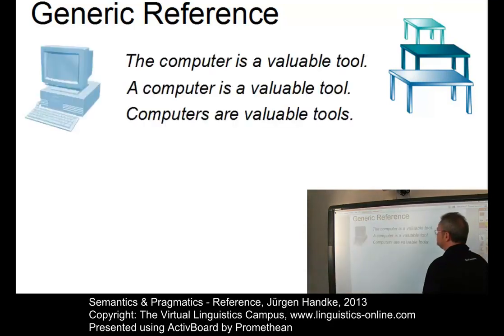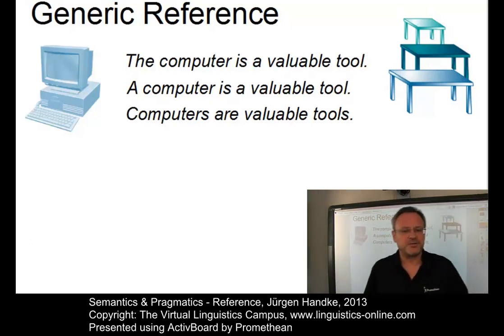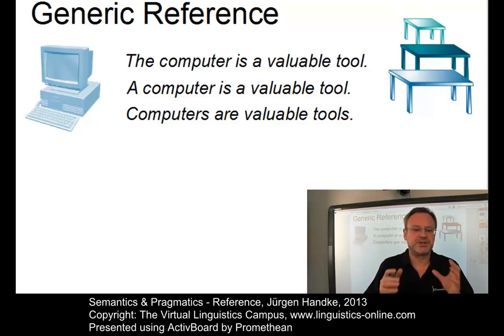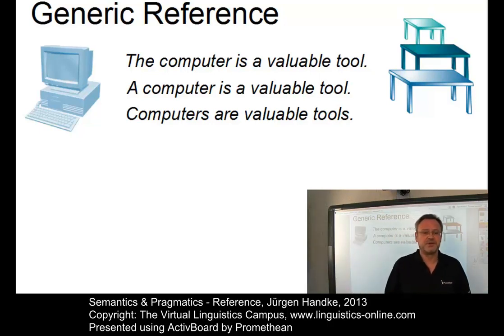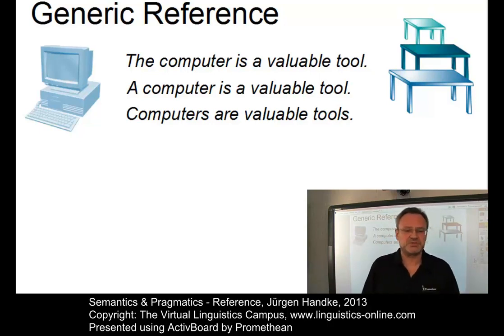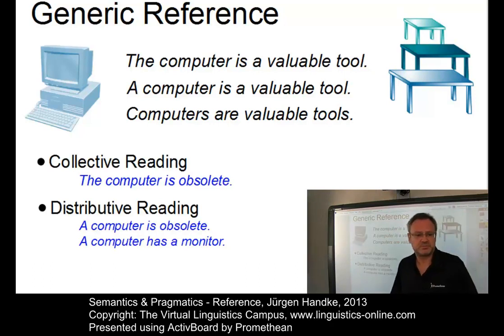Here is an example. Now, all three sentences, the computer is a valuable tool, a computer is a valuable tool, and computers are valuable tools, all three sentences have readings which involve generic reference. Each of them states that being of great use is a general characteristic of the members of the class of computers.